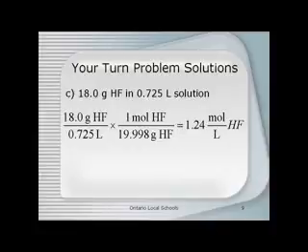Finally, the 18 grams of HF and 0.725 liters of solution. We put our grams over liters and then convert our grams of HF to moles of HF. So here's the solution. When we work this through, we get 1.24 moles per liter HF, and that was the final your turn problem. How'd you do?